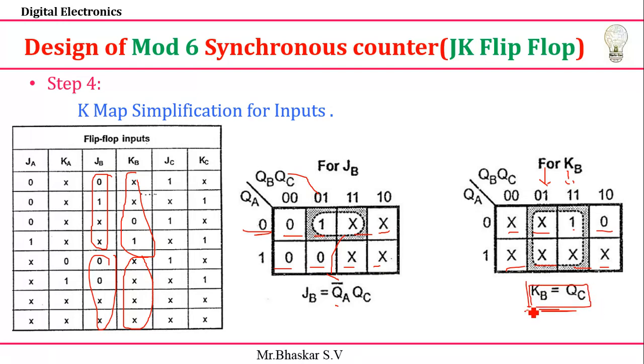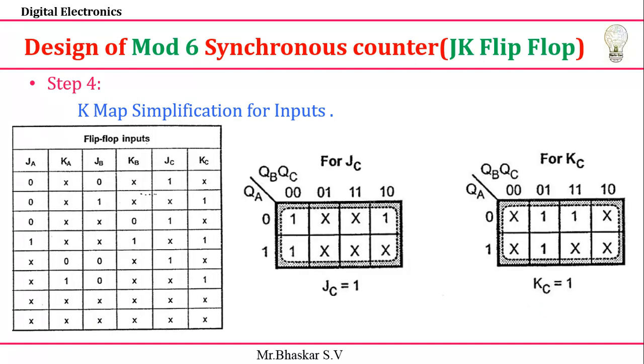Similarly, you try for JC and KC. For JC I'll get the value 1x 1x. Next it is 1x xx. Here everything I can group as an octet. Completely I can use it, because x I can consider as 1. I can group that, so JC is equal to 1. Similarly, KC also I'll consider as an octet. Then I'll get KC is equal to 1.